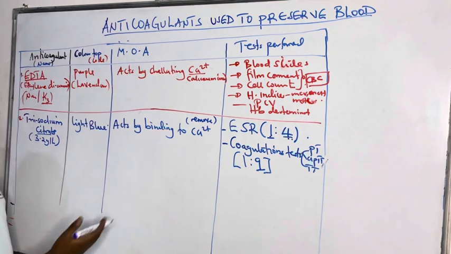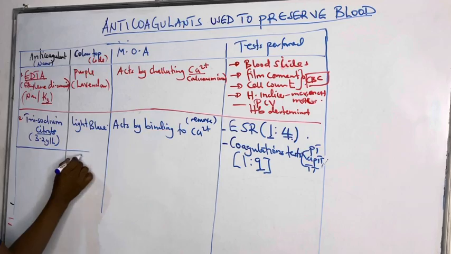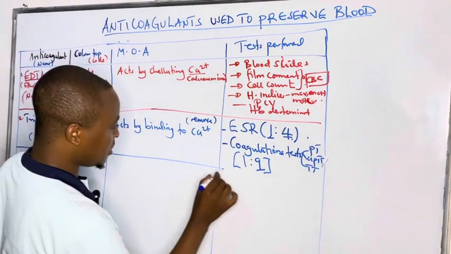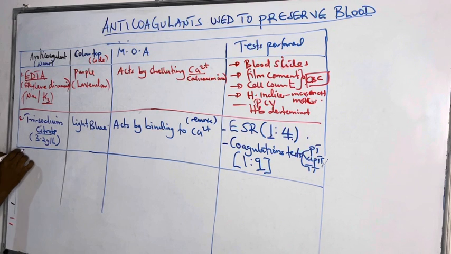So these are the major tests that we can perform on trisodium citrate, or blood preserved in trisodium citrate. Then another vacutainer we can talk about is heparin.